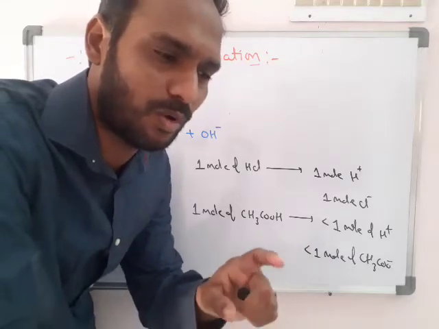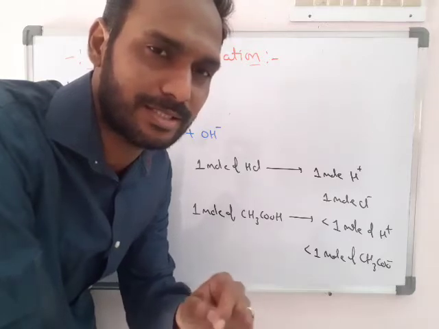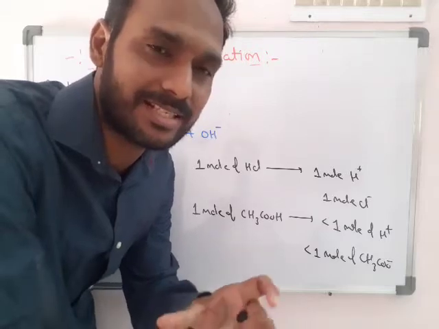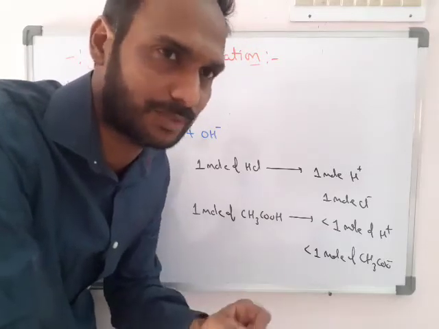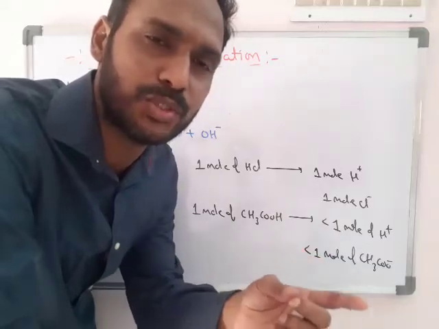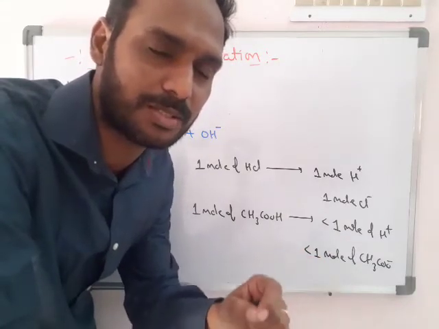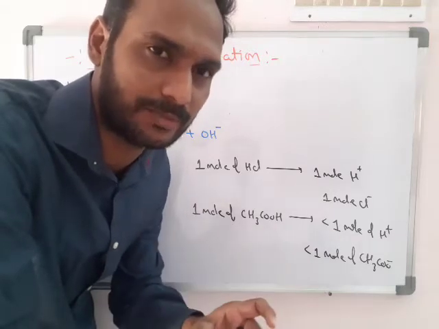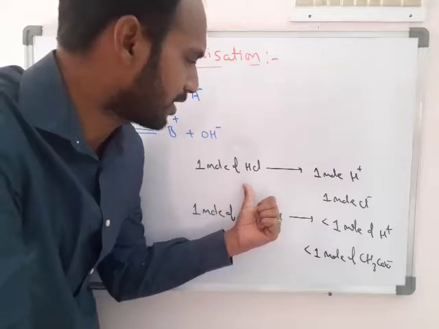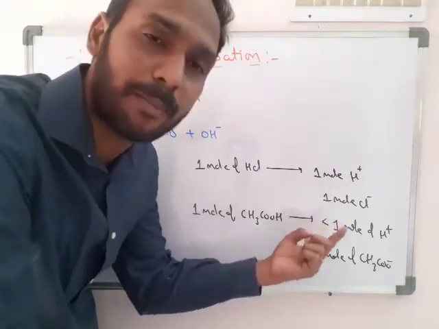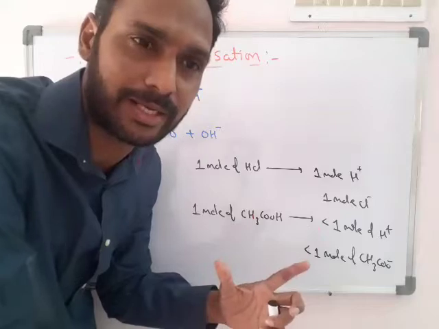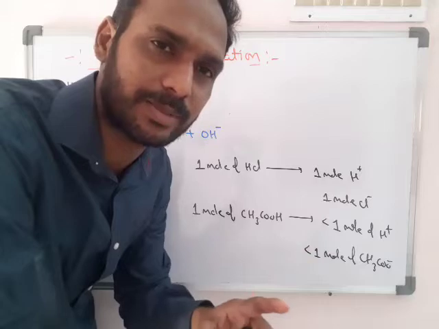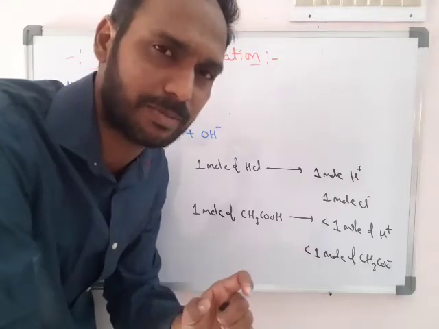So how do we compare the strength of strong acids and weak acids? The degree of dissociation means the extent of ionization. Ionization means formation of ions. Formation of ions is called ionization. So here 1 mole of HCl forms 1 mole of H plus and 1 mole of Cl minus. Whatever acid is taken, it totally dissociated. Actually not 100% takes place, generally 90 to 95% takes place.